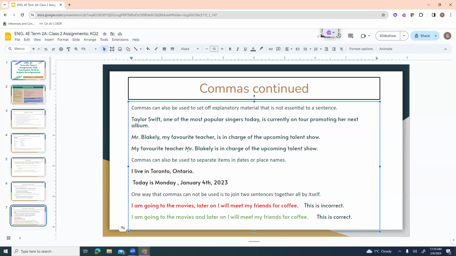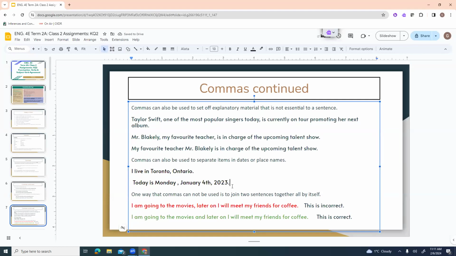Commas can also be used to separate items in dates or place names. I think we do that so instinctively we don't even realize it. "I live in Toronto, Ontario." So we're separating the city from the province. "Today is Monday, January 4th, 2023." So we're separating the day from the month, from the year, and then at the end we would have a period. Commas never go at the very end.